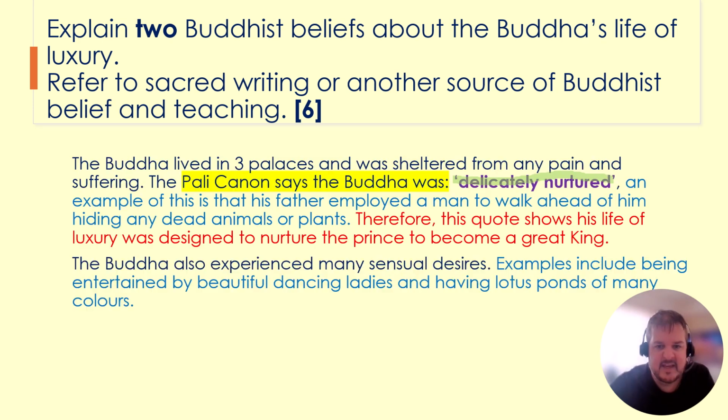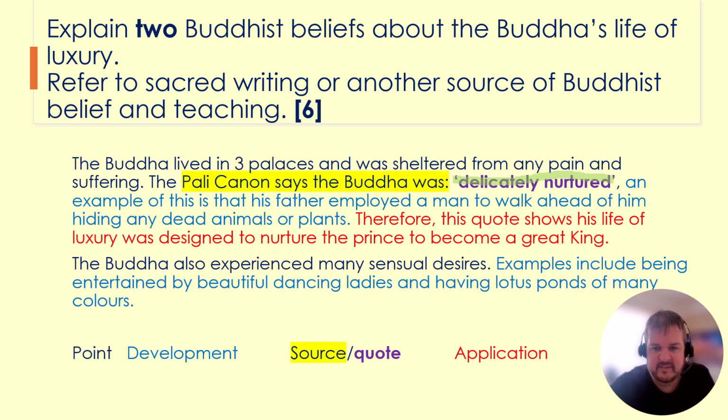Okay, so here is an example of a model answer. Again, we've got 2 points. We've got a source, and you can see delicately nurtured there from the Pali Canon is quoted. Both points have development, and the first point is talking about how the quote given applies back to the original statement in the question. The Buddha lived in 3 palaces and was sheltered away from pain and suffering.